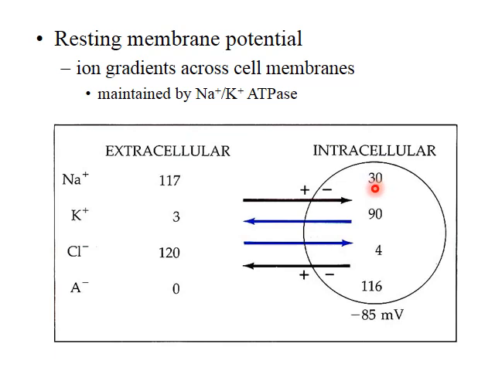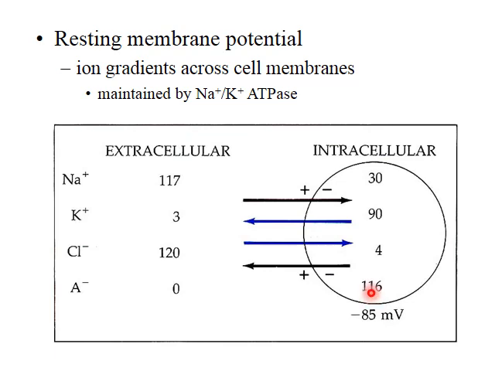The gradient for potassium is just the opposite. There's a low concentration of potassium outside and a high concentration of potassium inside the cell in the cytoplasm. The chloride concentration is high outside and low inside, and the imbalance of positive and negative charges is compensated for by having a high concentration of organic anions, negatively charged ions, inside the cell.